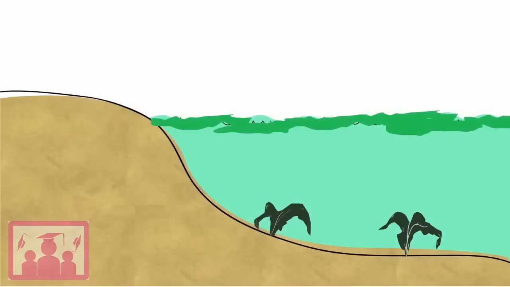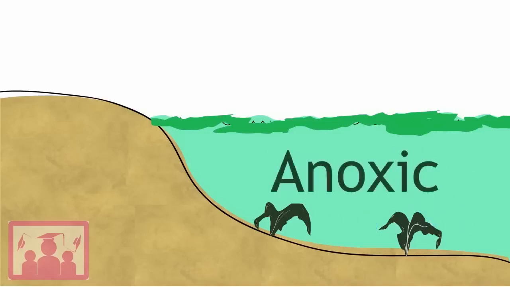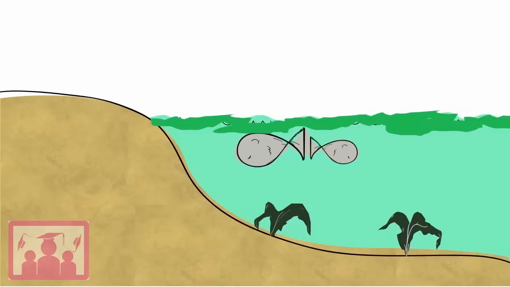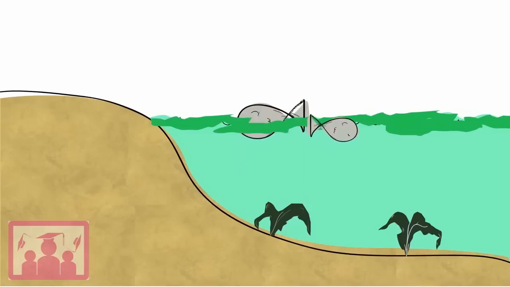There's not much oxygen in the water to begin with, so when the bacteria consume it quickly, it might run out completely. Water without oxygen is called anoxic. If the water turns anoxic, all non-bacterial life in the water, including fish and other animals, will die.